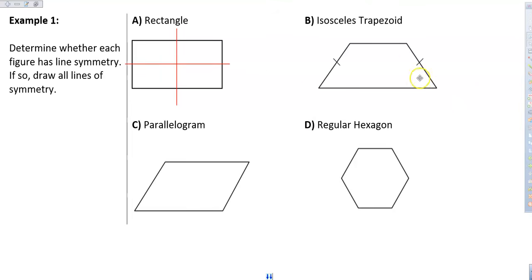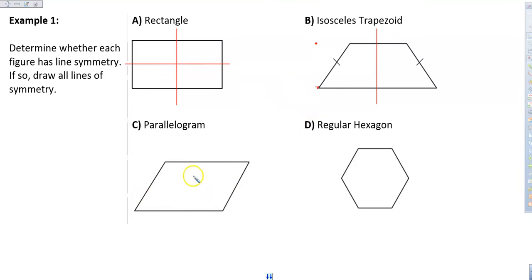Isosceles trapezoid. Again, we basically want to cut the figure in half so that it looks the same on either side. If we do that here, we can do it vertically, but we cannot do it horizontally. If I tried to do it horizontally, this point would map up to here, and that wouldn't be mapping onto itself. That wouldn't look the same. It would look upside down.